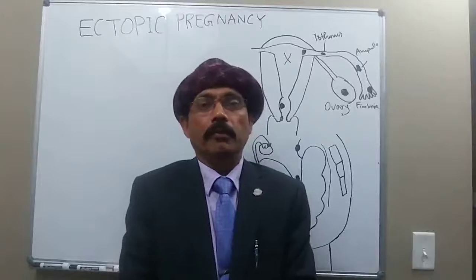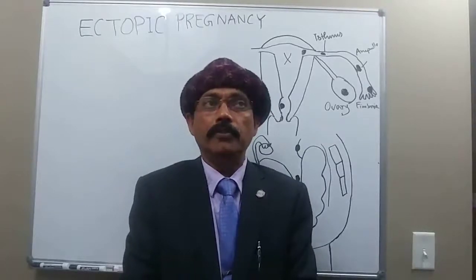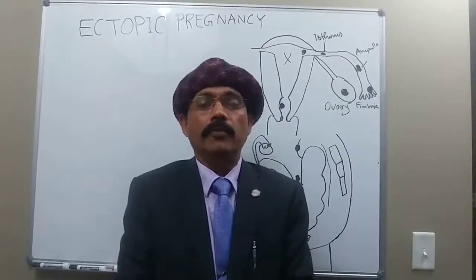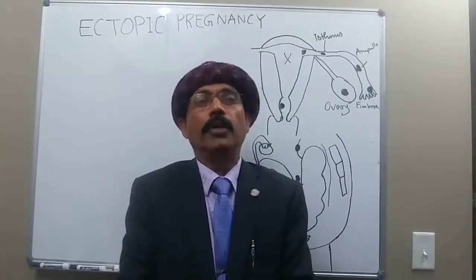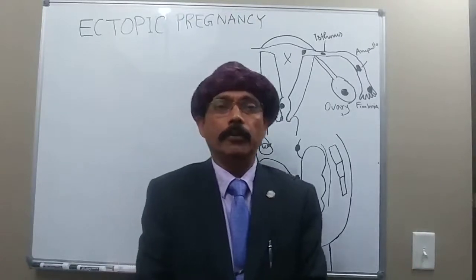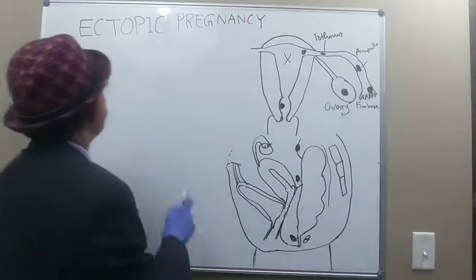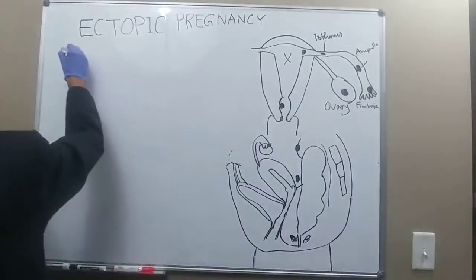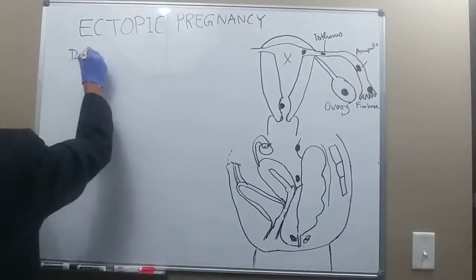What is ectopic pregnancy? What is its definition? Ectopic pregnancy is the implantation of the embryo outside the uterus. So, the definition.